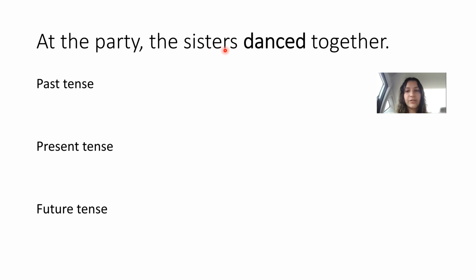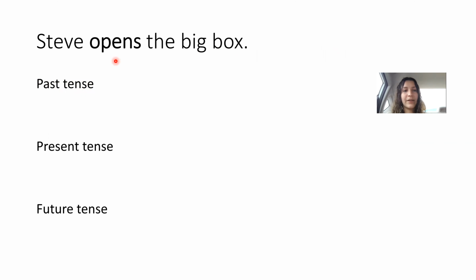At the party, the sisters danced together. So we're looking at the verb danced. We see that it ends in ed, which is our signal that it should be a past tense verb. For our next example, we have Steve opens the big box. Opens is our verb in this sentence, and if we take a look at it, it ends in s, which signifies that it is present tense.